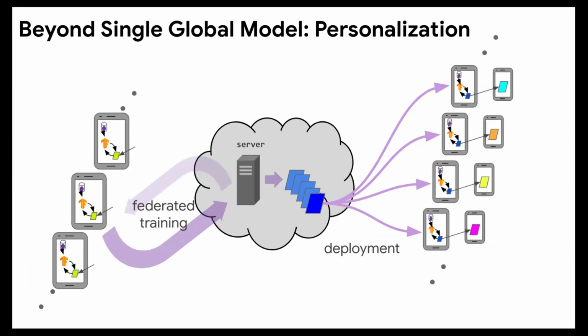One example is personalization. When we do personalization, each client will use their private data to further refine the model, so that each client will have their own model to do predictions for their future data.